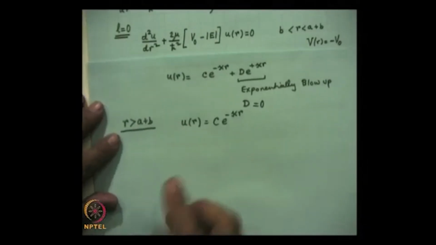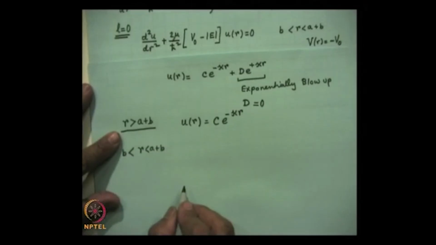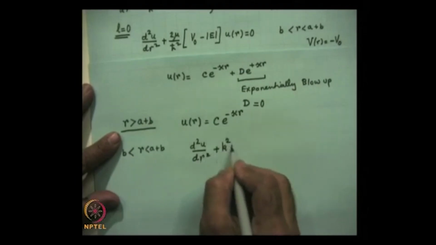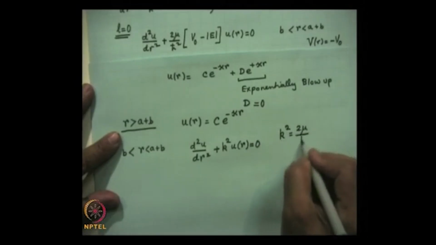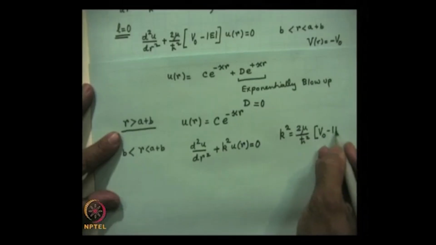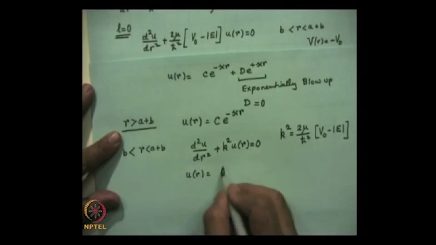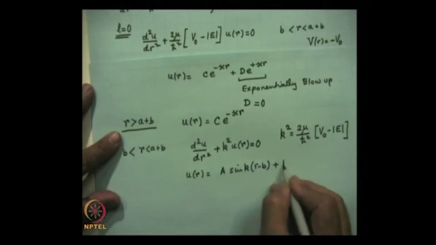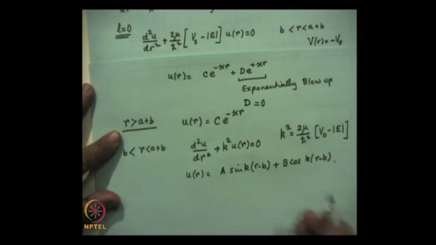In the region b, for r lying between a plus b and b, we write d2u by dr square plus k square u of r is equal to 0, where k square is equal to 2 mu by h cross square times V0 minus mod E. So, the solutions are very simple: A sin k(r minus b) plus B cos k(r minus b). I have introduced this b just for the sake of simplicity.